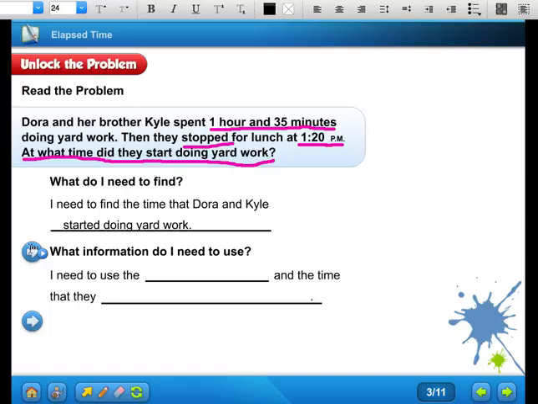What information do I need to use? So the only information I have is 1 hour and 35 minutes. It's how long they spent. And then they stopped for lunch at 1:20 p.m. So I need to use the elapsed time.